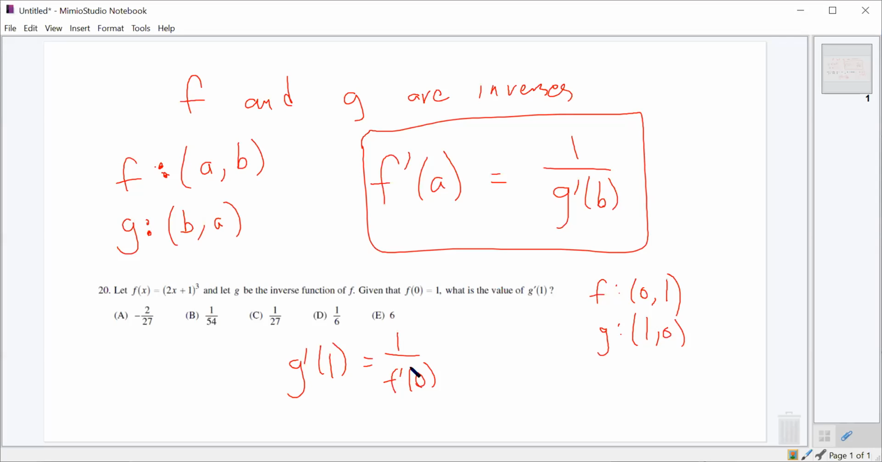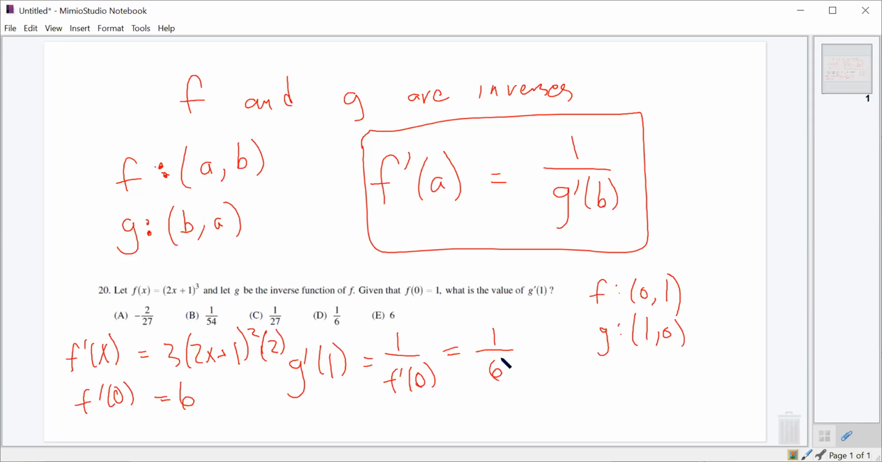For this particular one, we're given a function, f of x is (2x plus 1) to the third. All we need to do is figure out what f prime of x is and then evaluate it at 0, and we'll have our answer. Using the chain rule, that's 3 times (2x plus 1) squared times 2. If we evaluate that at 0, we get 3 times 1 times 2, which is 6. So the answer here should be 1/6. Does that make sense? Everybody good with that one?